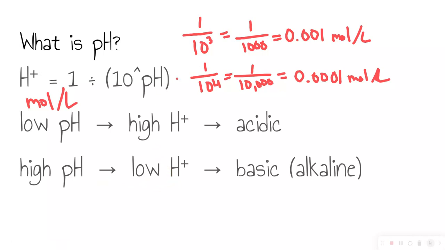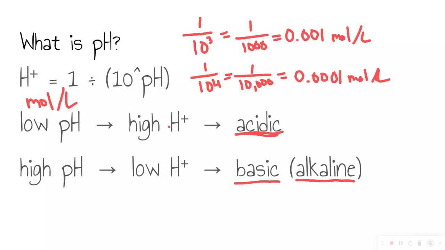Now, what does hydrogen ion concentration have to do with anything? Well, our hydrogen ion concentration is going to determine if the solution is acidic or basic. If we have a high concentration of hydrogen ions, our solution is acidic. If we have a low concentration of hydrogen ions, then our solution is basic or alkaline. Those two words can be used interchangeably, basic and alkaline.